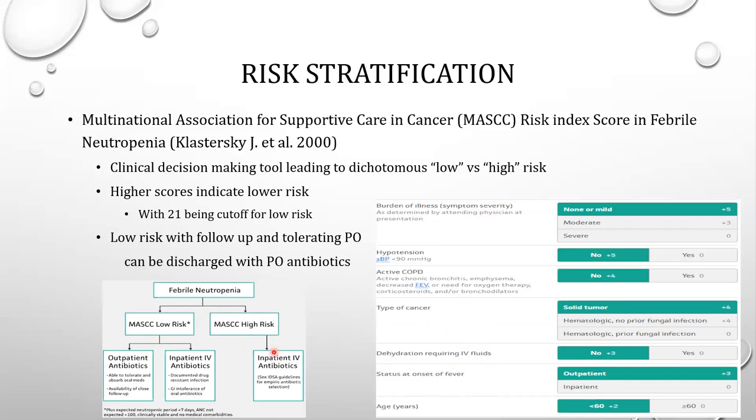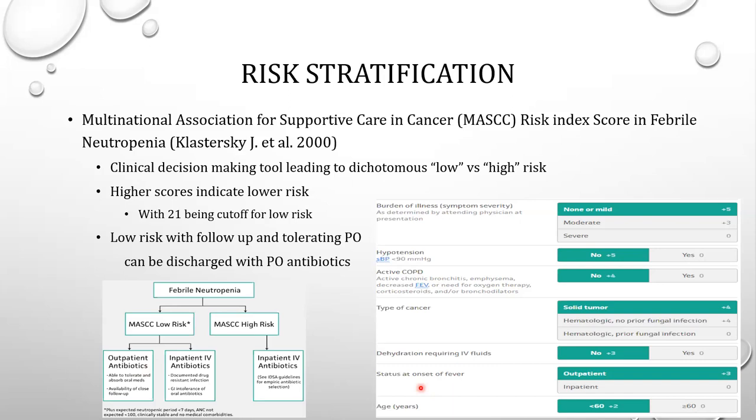If they're high risk, they'd recommend admitting them. If they're low risk, you can consider either inpatient or outpatient based upon a number of things, which we'll talk about in a little bit. But primarily outpatient are those patients who can tolerate oral medications, they have close follow-up, they have a neutrophil count that's anticipated to last less than 7 days, and as long as it's not less than 100, and clinically, quote-unquote, they look clinically stable.